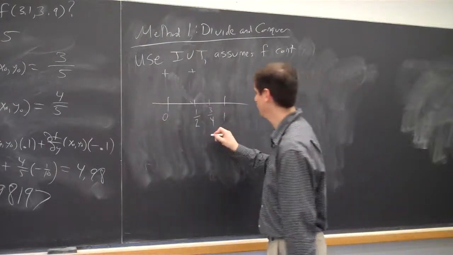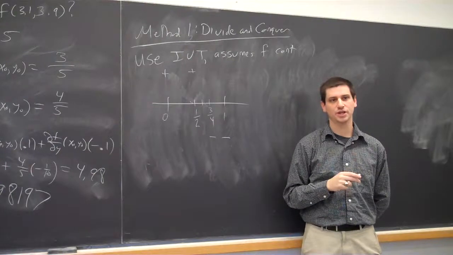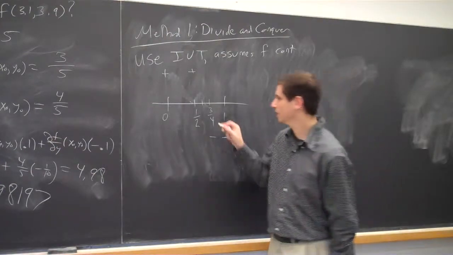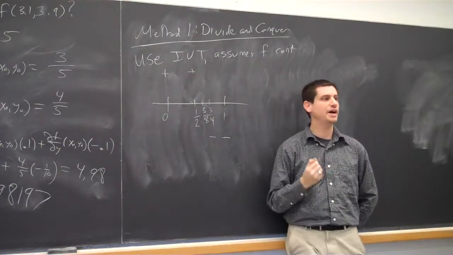Negative. Okay, we'll do negative this time. So now I have to evaluate halfway between 1/2 and 3/4. So that's going to be 5/8. And you just keep playing this game. This is called divide and conquer.